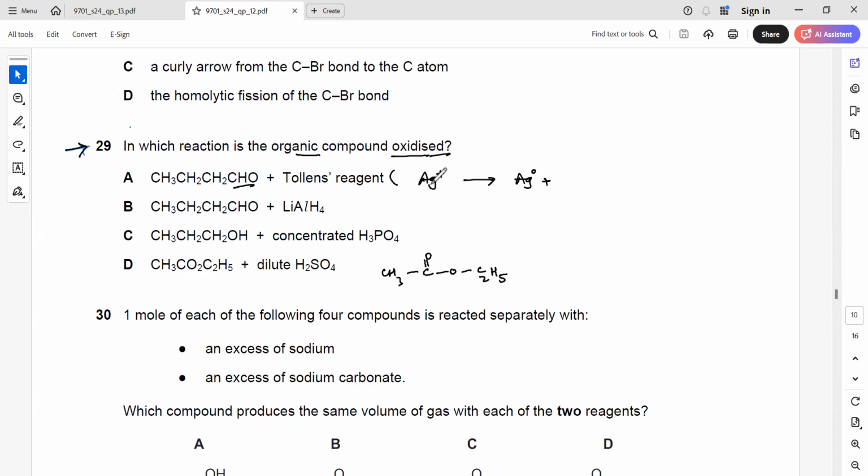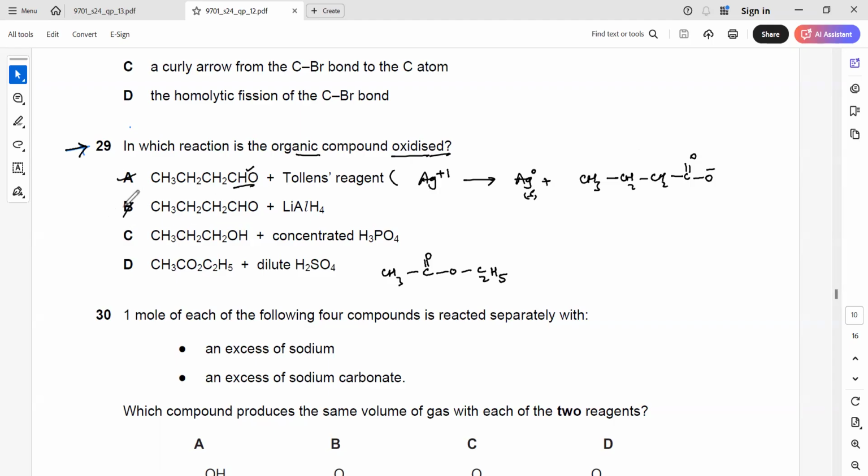As we can see, silver has gone from +1 oxidation state to 0. It means the silver is reduced, and it oxidizes aldehydes into carboxylic acid. So CH3CH2CH2C double bond O and O, carboxylate ion will be produced. So this aldehyde will oxidize in this reaction and we will get a silver mirror solid. So yes, in option A, this organic compound is oxidized.